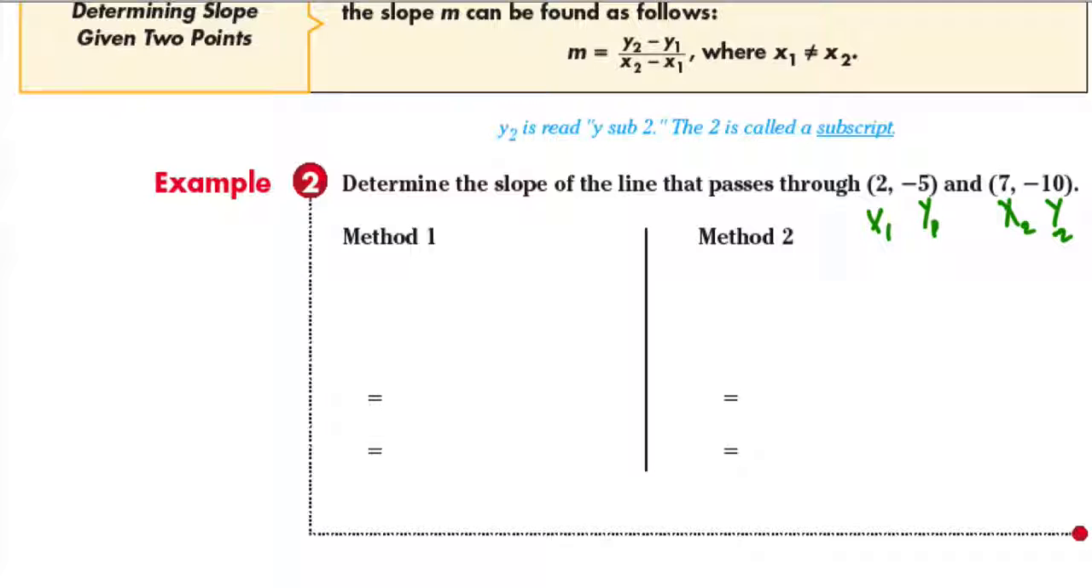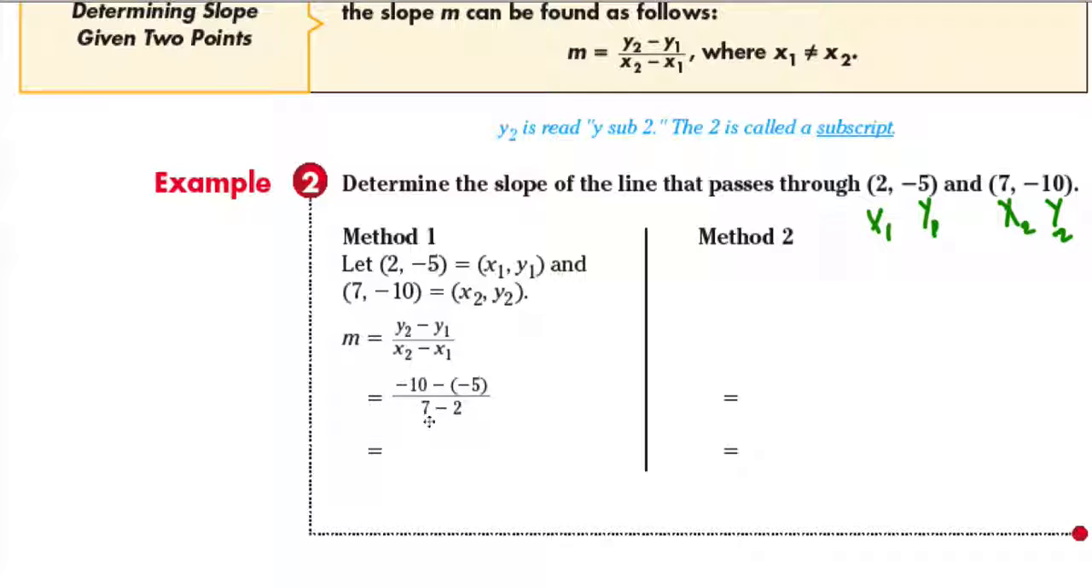Okay? And then after we label them, it's easier to put them in the formula for slope. So let (2, negative 5) be x sub 1, y sub 1, that's what we did, and (7, negative 10) be x sub 2, y sub 2. Then we simply write down the formula first, like always, and then we substitute the values: y sub 2, y sub 1, x sub 2, x sub 1, negative 10 minus negative 5 over 7 minus 2, and you end up with negative 5 all over 5, or the slope is equal to negative 1. Okay?